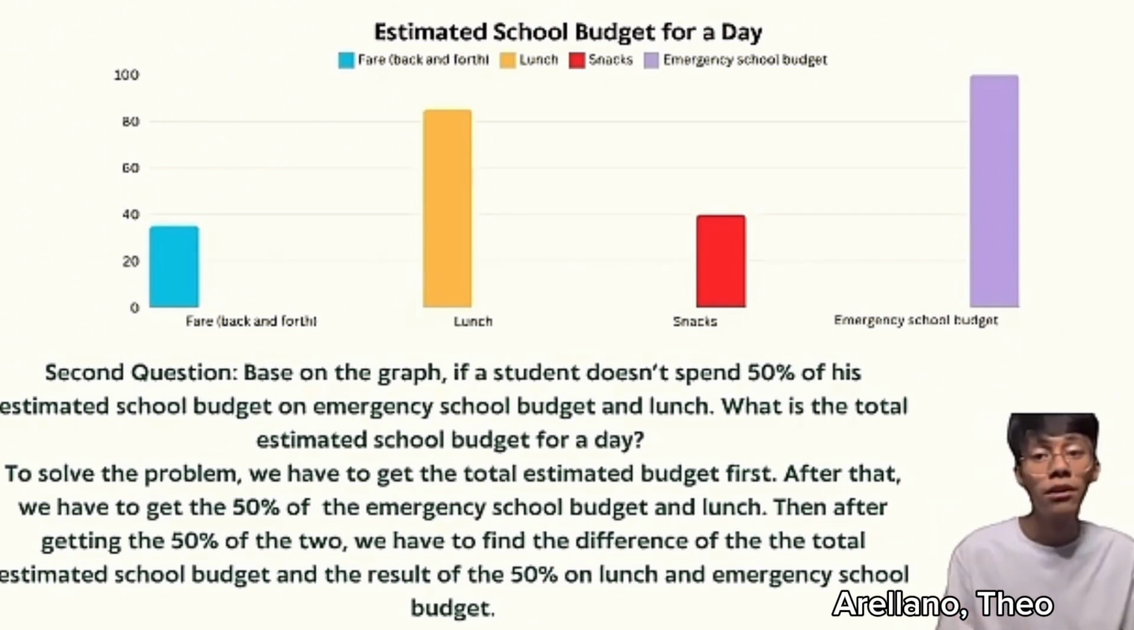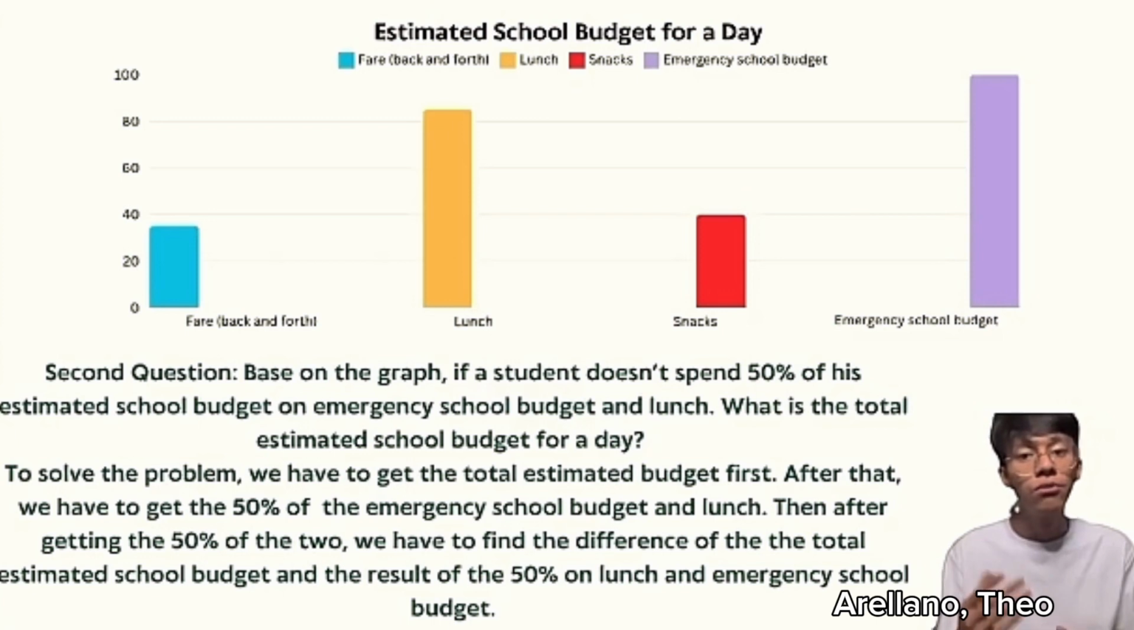So second question, based on the graph, if a student doesn't spend 50% of his estimated school budget on emergency school budget and lunch, what is the total estimated school budget for a day? So to solve the problem, we have to get the total estimated budget first, since it's looking for the total estimated school budget for a day if a student doesn't spend 50% on emergency school budget and lunch.